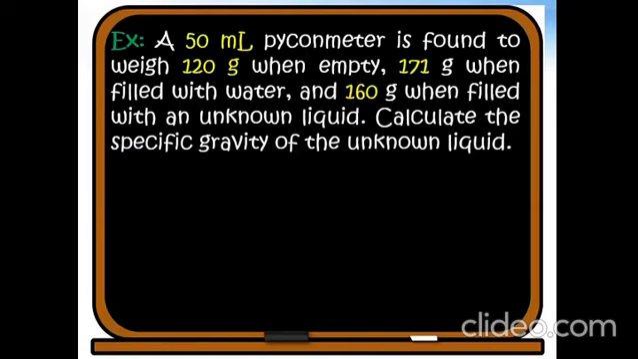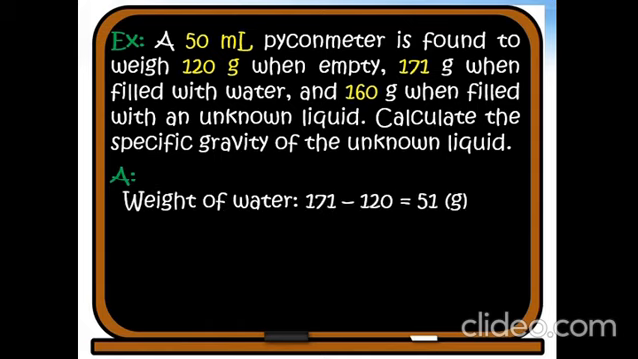Let's look at the example question. A 50 ml pycnometer is found to weigh 120 grams when empty, 170 grams when filled with water, and 160 grams when filled with an unknown liquid. So please calculate the specific gravity of this unknown liquid. Actually, this question tells you how to use the pycnometer, right? And let's look at the solution.